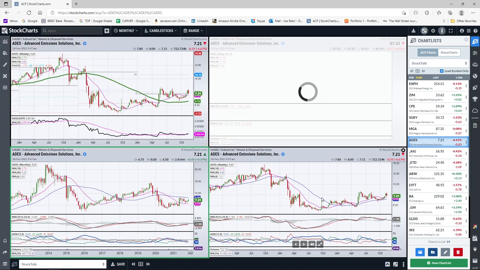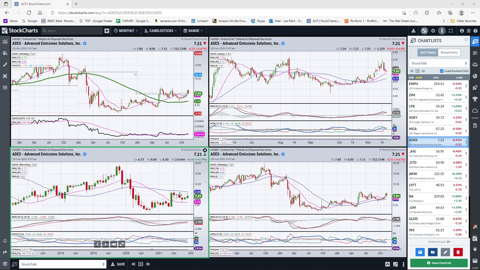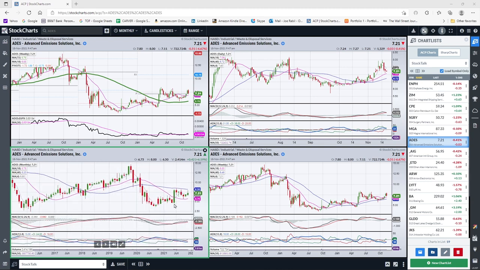ADES. Now, this is a little different. This has improvement on the monthly chart because it broke this downtrend line. And notice the big green bar. Look at this. So let's zero in on that. So now on a monthly chart, we get this monster green bar coming out of the sideways consolidation. That's very bullish. And that's a sign that there's a lot of support underneath.